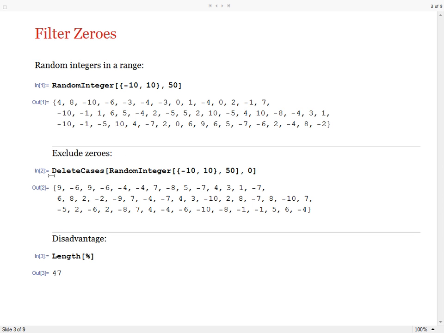You could use a function like DeleteCases to delete the zeros whenever they appear. The disadvantage of this method is that you don't know in advance how many integers you'll get. In this case, there were 47 non-zero integers.